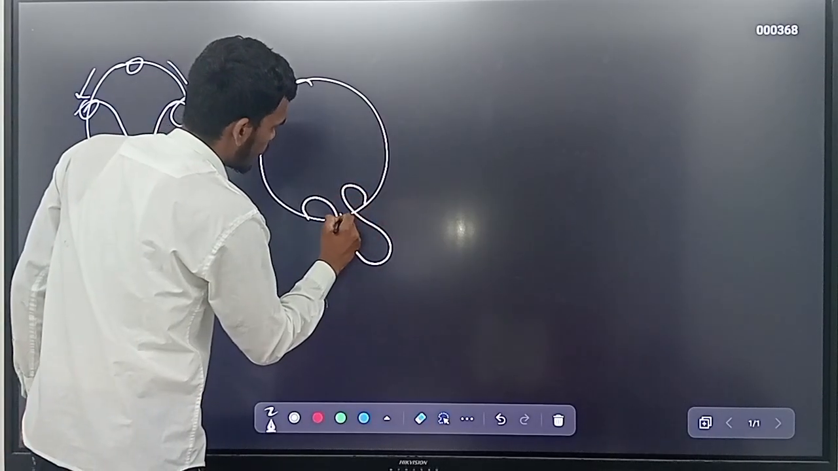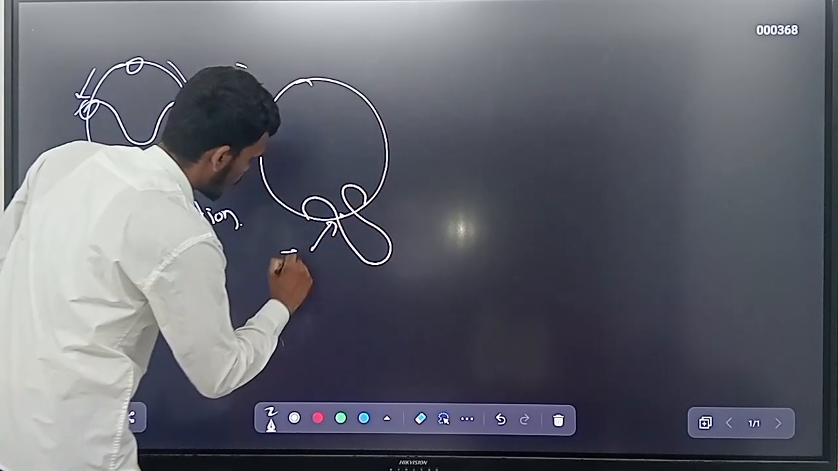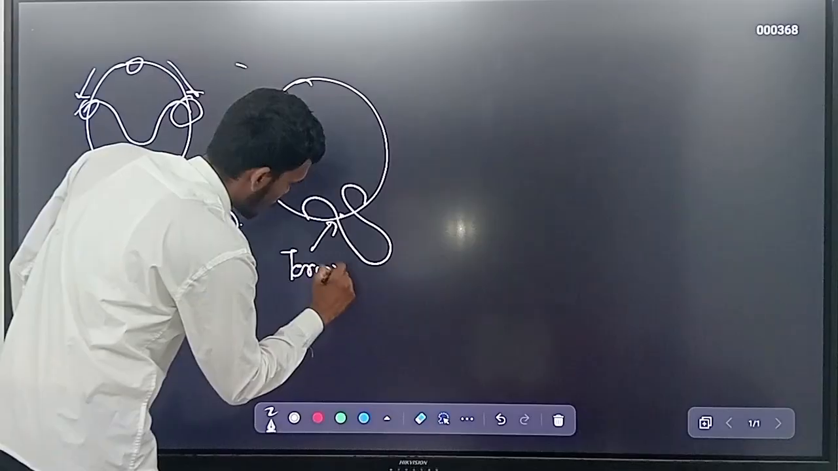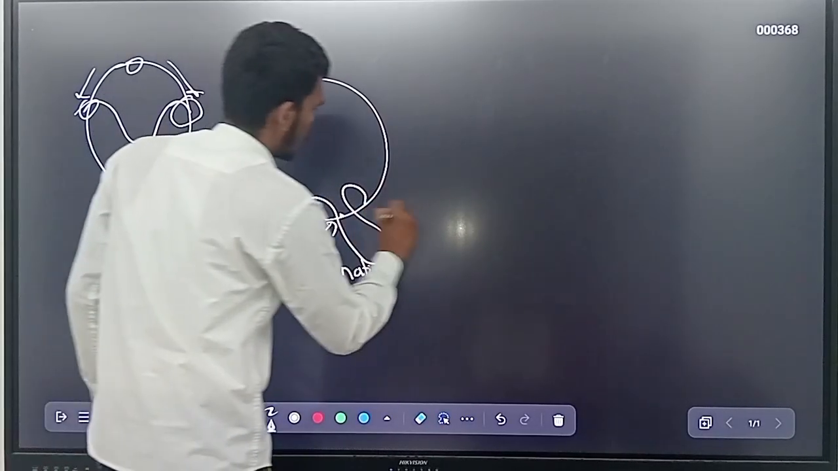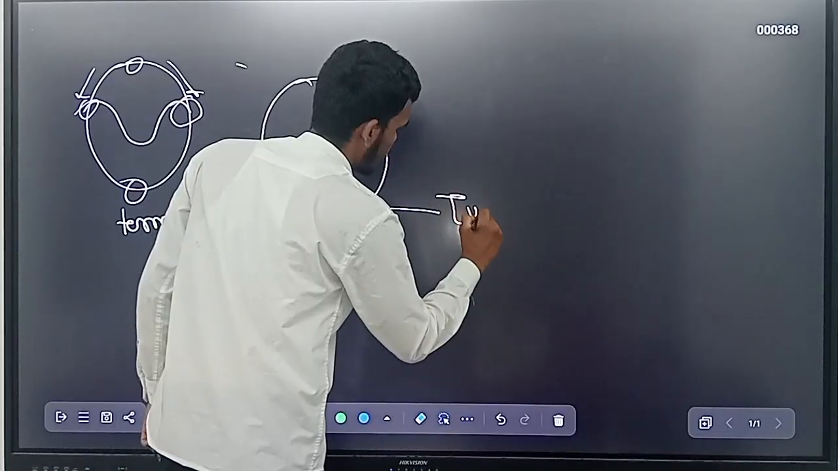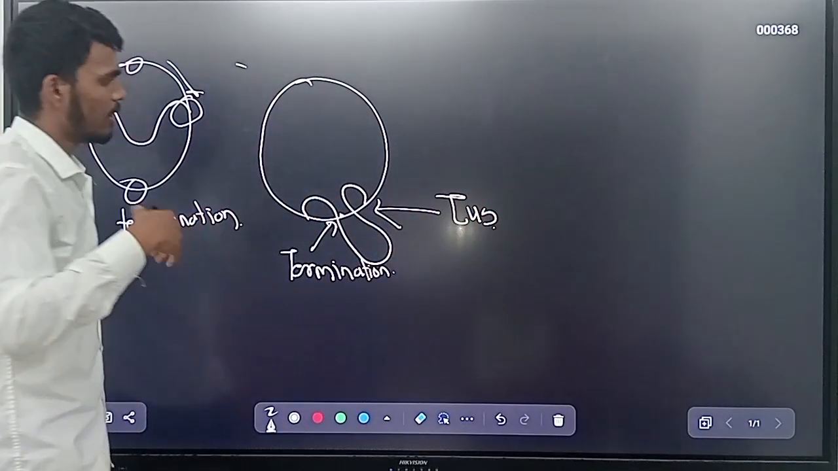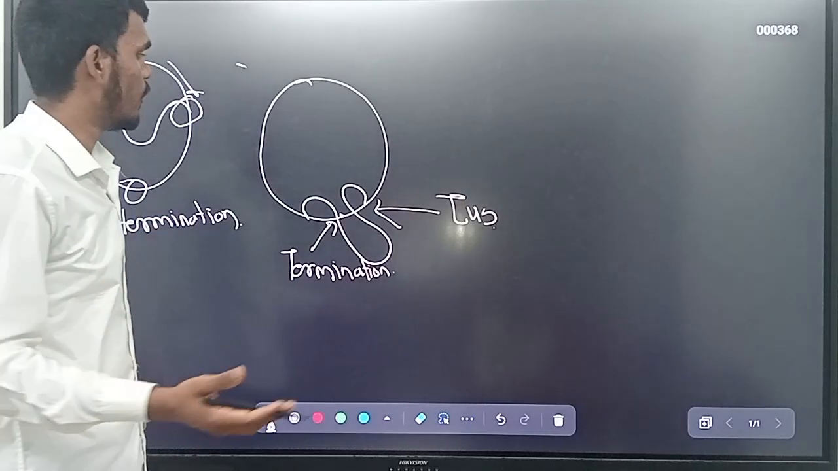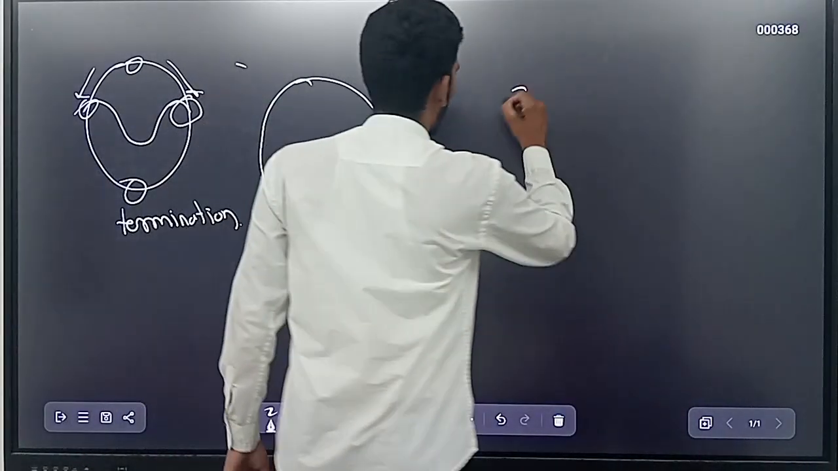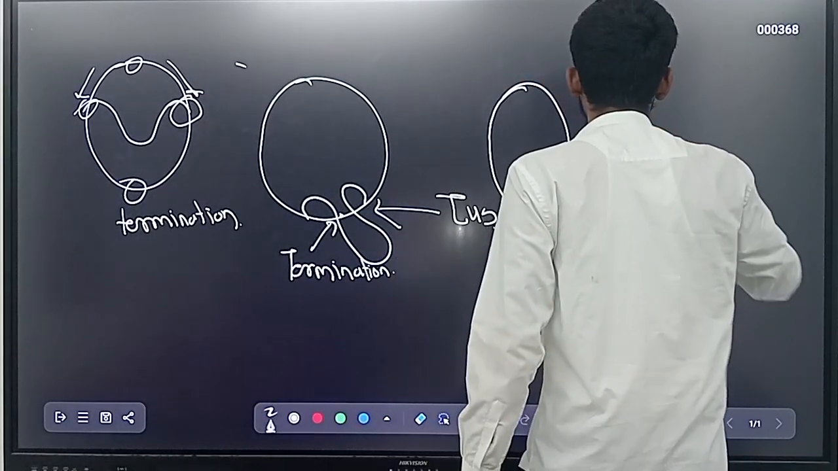And this is nothing but the leading strand. It will be a completely continuous strand, and because of this it is also called continuous replication. But at the lagging strand, it is discontinuous replication.